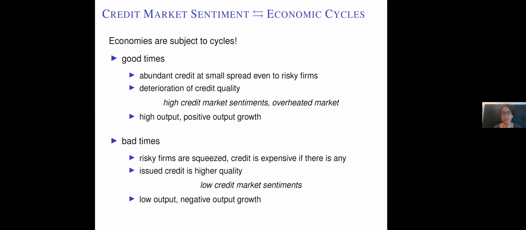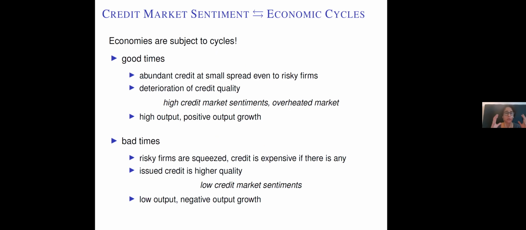So what we're interested in this paper is to think about the two-way interaction between what we call credit market sentiments and economic cycles. And I will be very clear about what I mean by any of these expressions. What we all agree on is that economies are subject to cycles. By a cycle, I mean two bulks of events happening back to back.